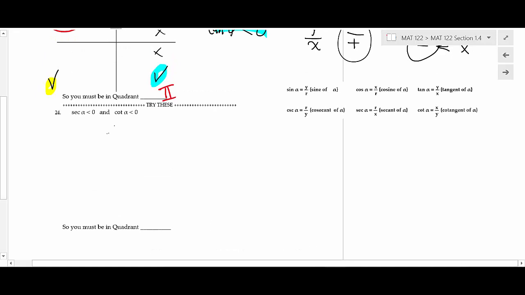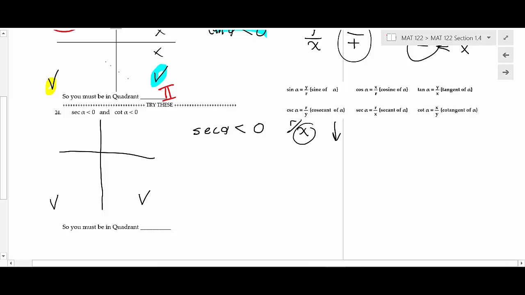Okay, so I'm going to go ahead and see what you came up with. This one we have secant alpha less than 0. Secant's r over x. So the question is, where is x negative? X is negative down there. So that's where the secant would be negative, in those two places right there.